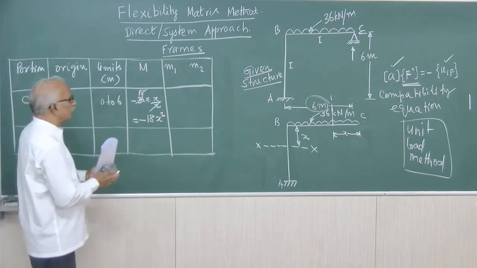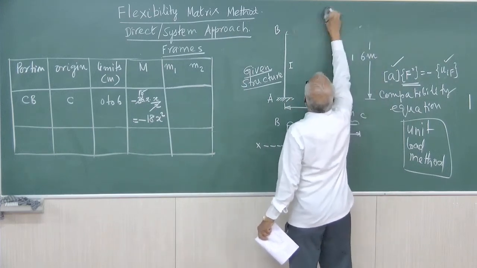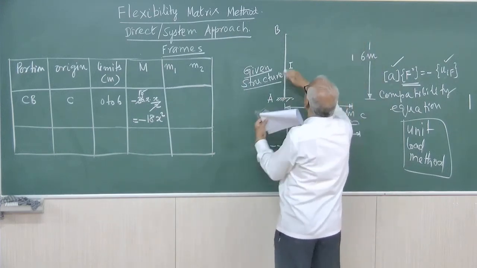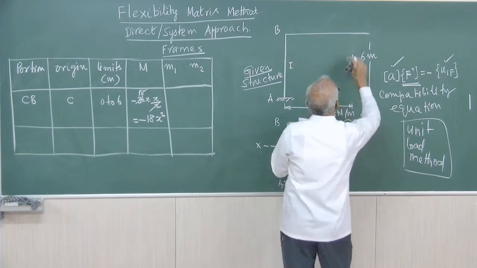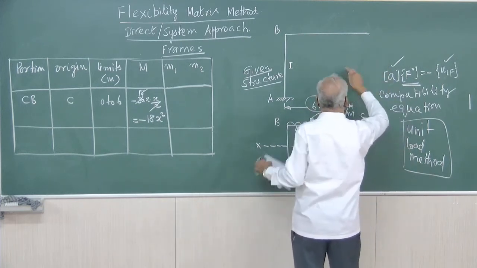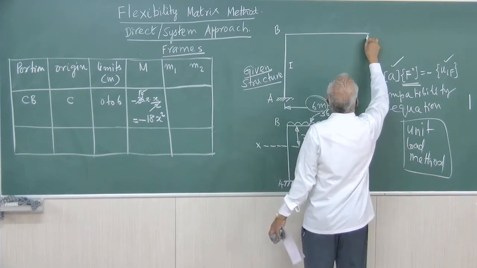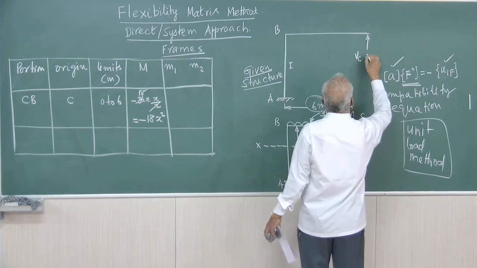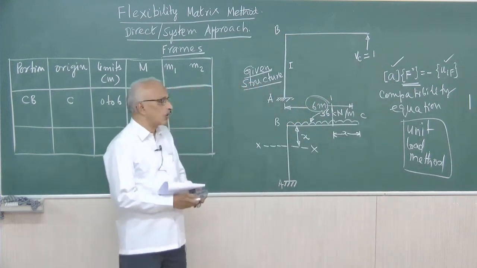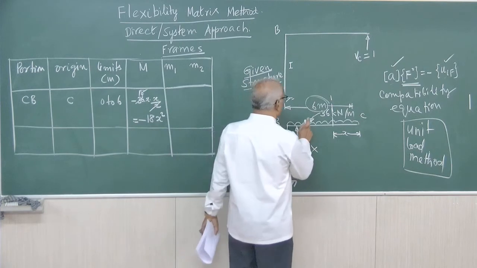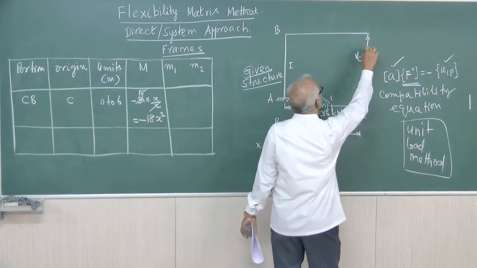Then M1. For M1, this is the determinate structure or primary structure. In the primary structure we apply the first redundant. The first redundant is VC. We do not know the value of VC, it is a redundant. So we apply VC equal to 1, a unit value of the redundant. Capital M is due to the given external loading, and M1 is due to redundant 1.